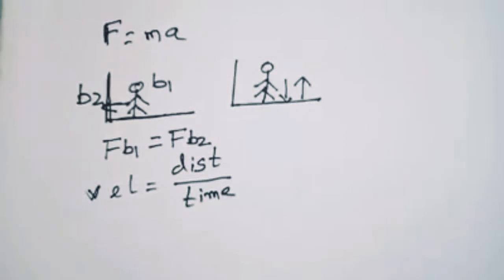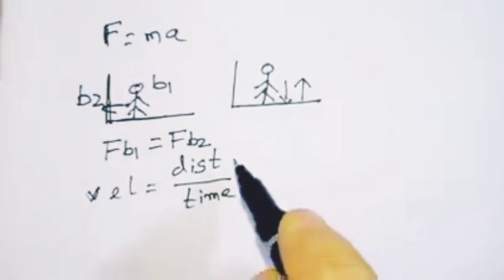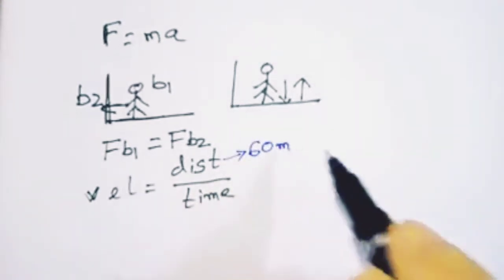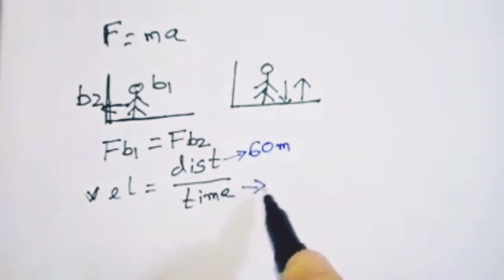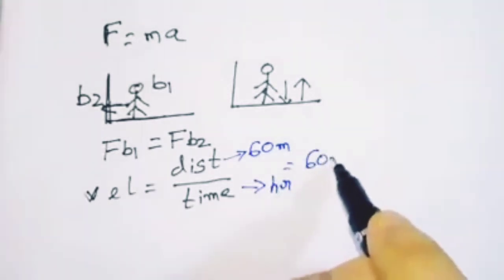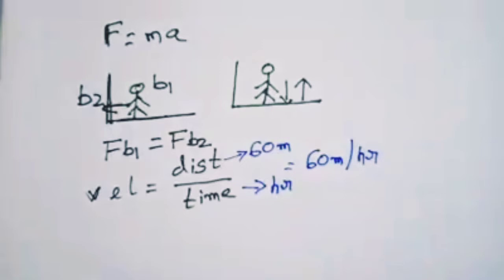Distance, say for example, if I'm moving at a velocity of 60 miles, it would be 60 miles, and time, say for example, would be hour. So the units for the velocity will be 60 miles per hour. It would be 60 miles an hour.